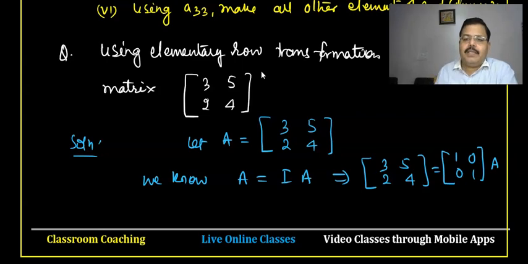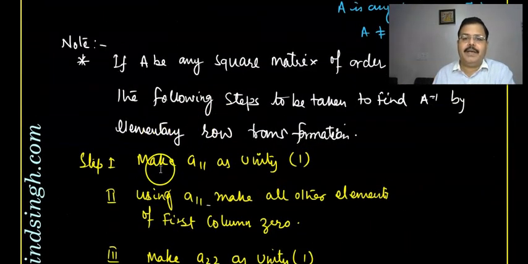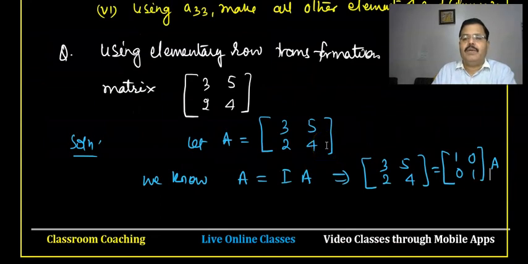Now, as per the method described here, first we have to make A11 a unit. A11 is the element belonging to the first row and first column. So 3 can be made 1 by dividing the row by 3, or we can subtract, even first row minus second row.